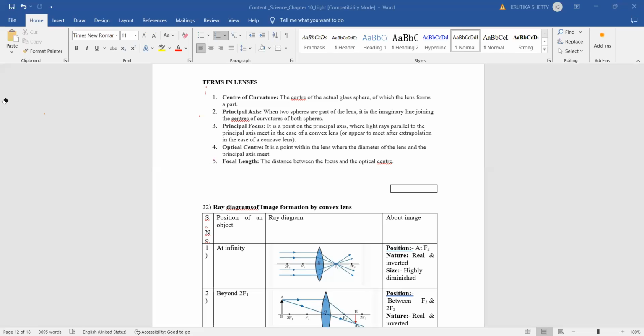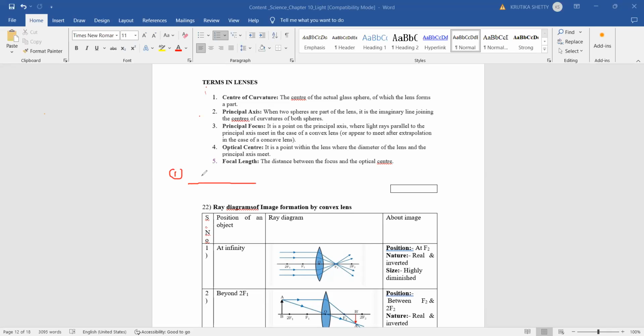So there are three types of rays. One by one, try to understand. Using these three types, we will be discussing the ray diagrams. The first one is the line which is parallel to the principal axis.